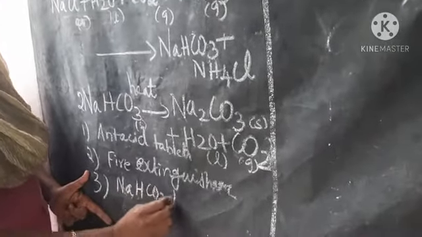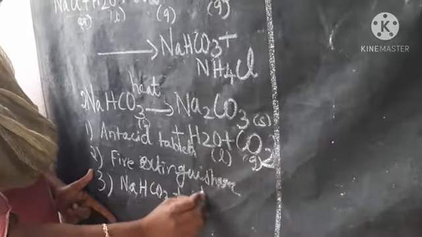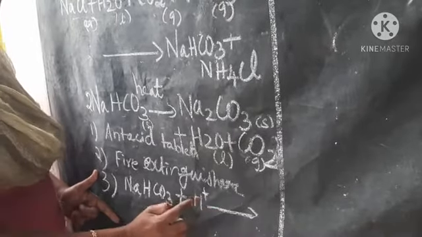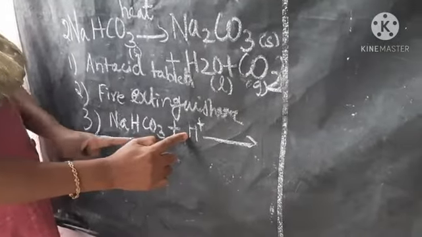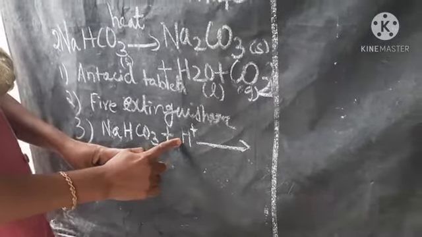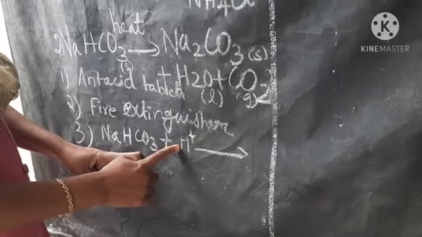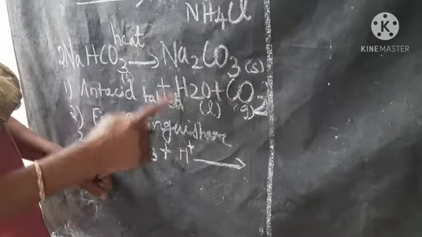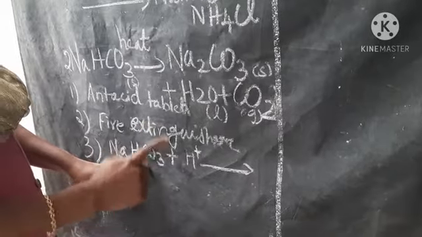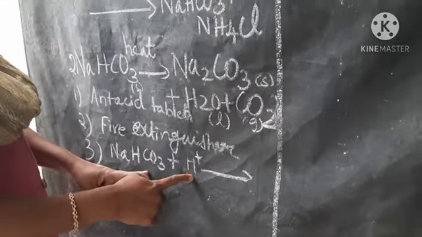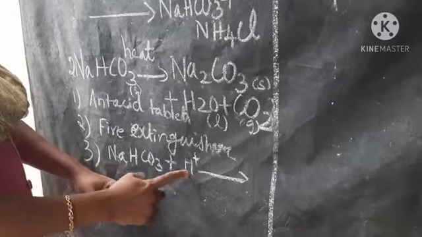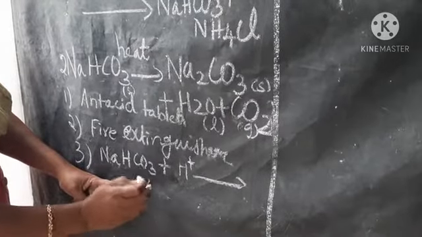NaHCO3 with a mild acid. Acid means there will be H+. For example, tartaric acid is mixed with baking soda. Now this powder is called baking powder. You could have seen we have two powders we use in the kitchen: one is baking soda, another is baking powder. Baking powder is used to make cake.